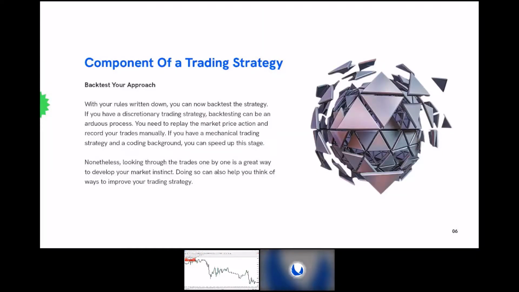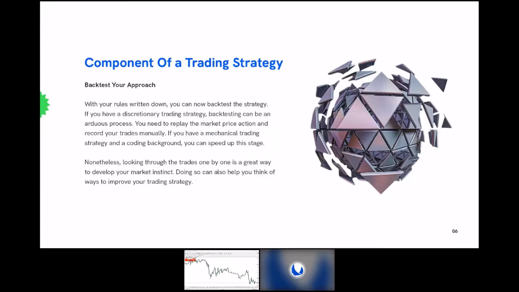So the next component of a trading strategy is to backtest your approach. I did not know how to do this by just reading it once and knowing that I understood it. No, not at all. I understood these things will happen from multiple times of practice. With my rules written down, I backtested the strategy.